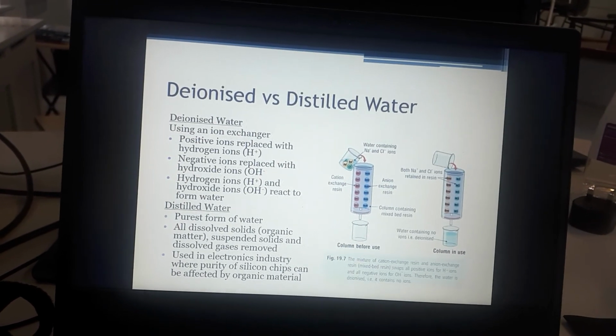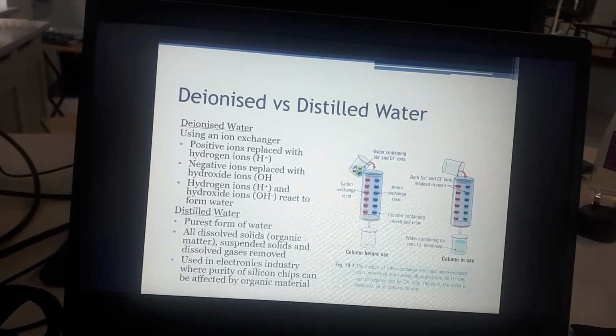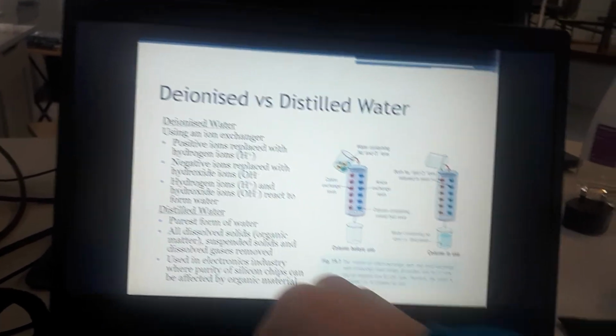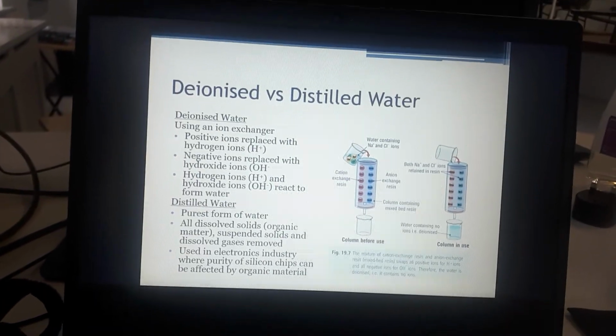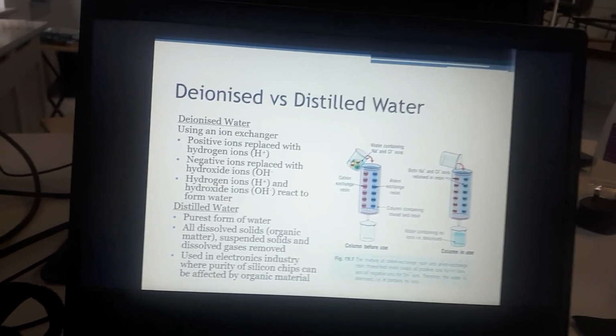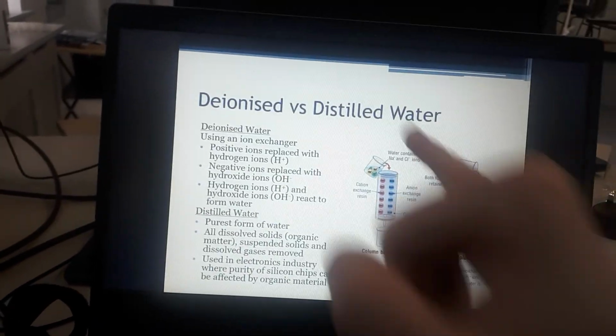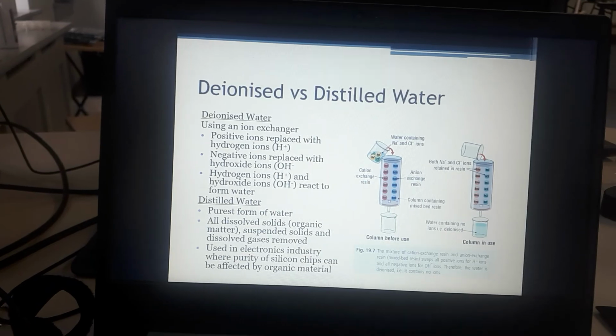So it's only really used in the electronics industry, where you have to have really strong purity. So particularly in your silicon chips, okay, they can be affected by organic material, the likes of the things up here. So you have to get rid of all of those. So we have to use distilled water.